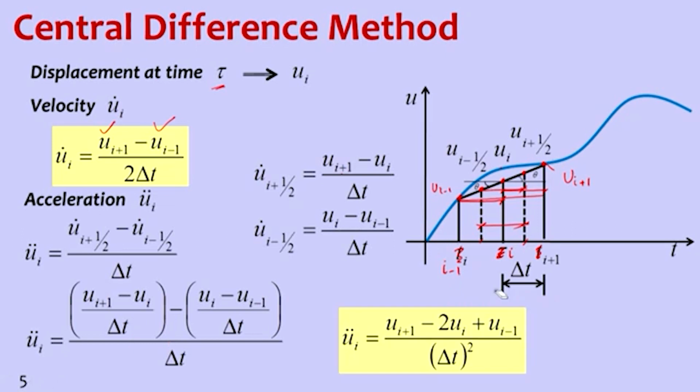So as you can see here, u double dot i is equal to u i plus 1 minus 2 u i plus u i minus 1, by delta t square. So acceleration term can be represented by displacement at 3 points. Velocity term can be represented by displacement at 2 points. We wrote expression for velocity, expression for acceleration. So we have two expressions in terms of displacement. Now we will make use of this one in our governing differential equation.